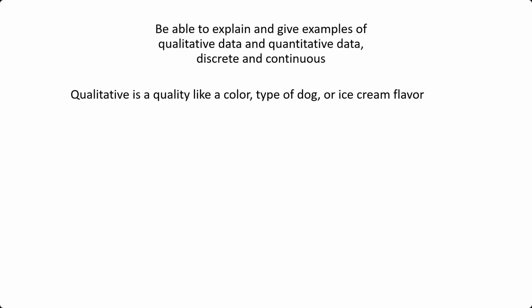Qualitative data is a quality: color, a type of dog, ice cream flavor. There are a few cases where they are numbers, but in most cases they are not, like social security number, phone number. But examples of qualitative would be examples that are not a number.